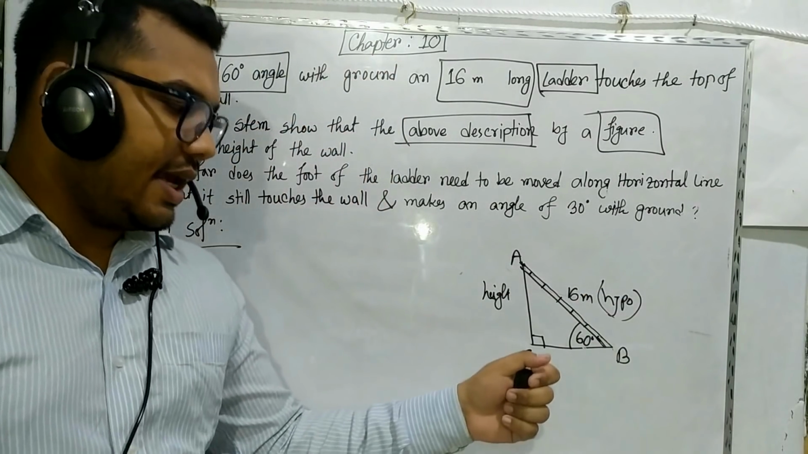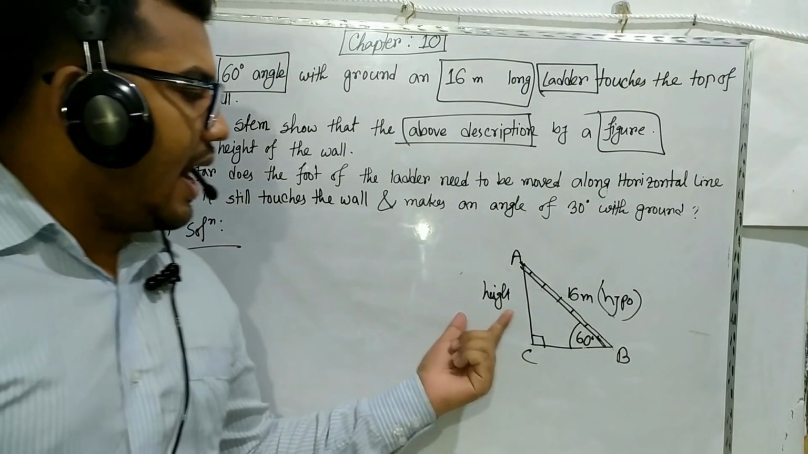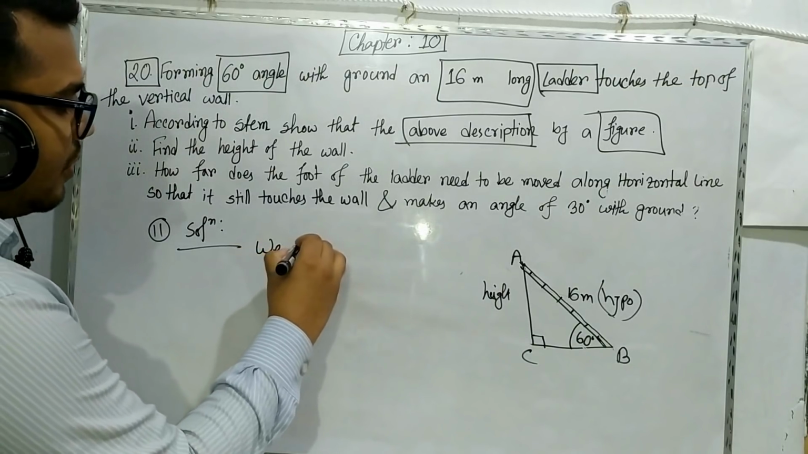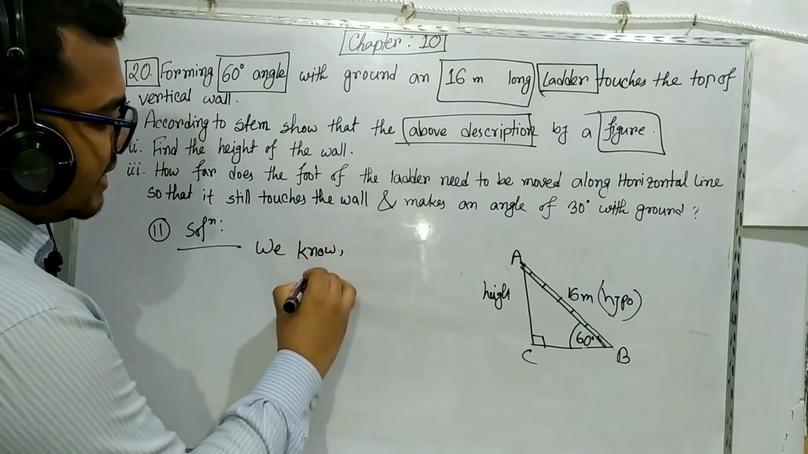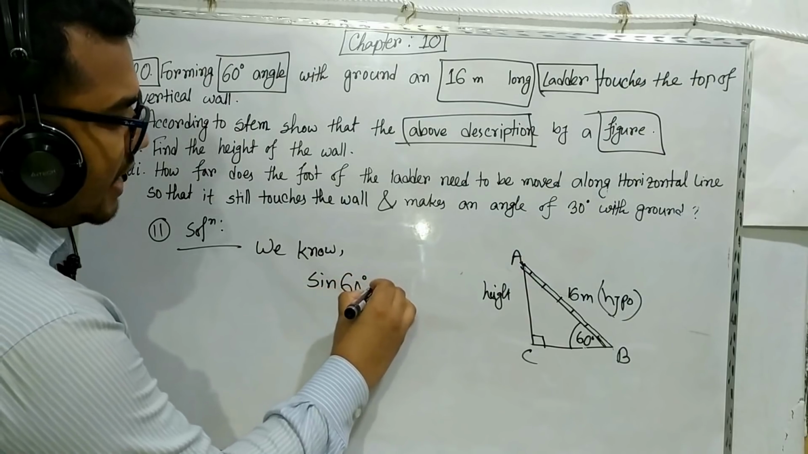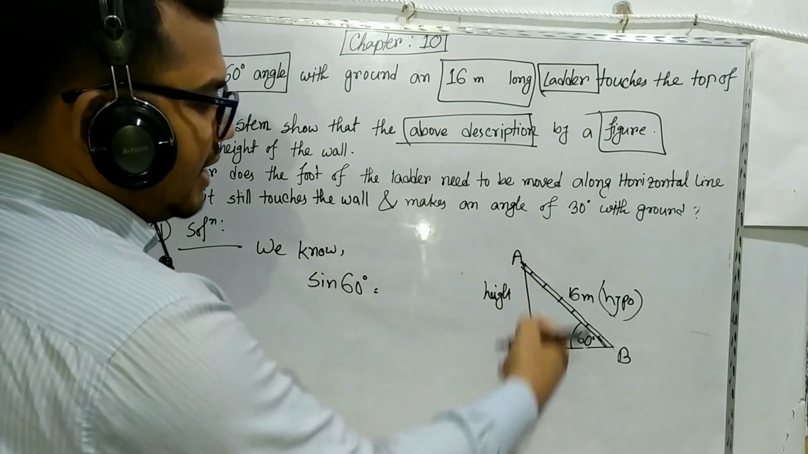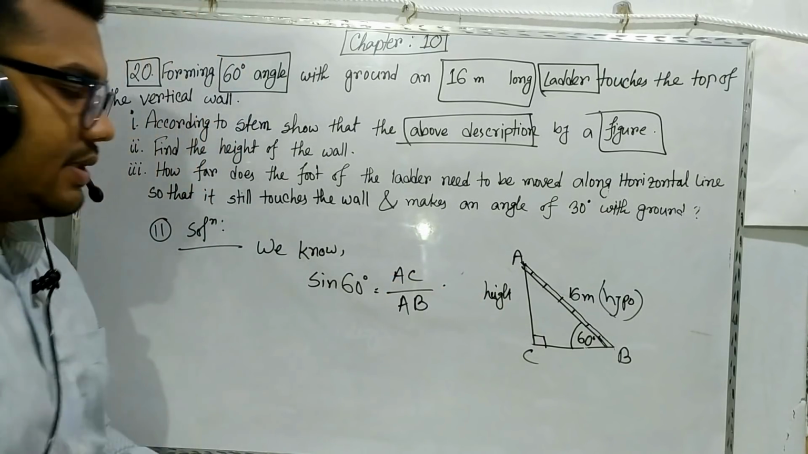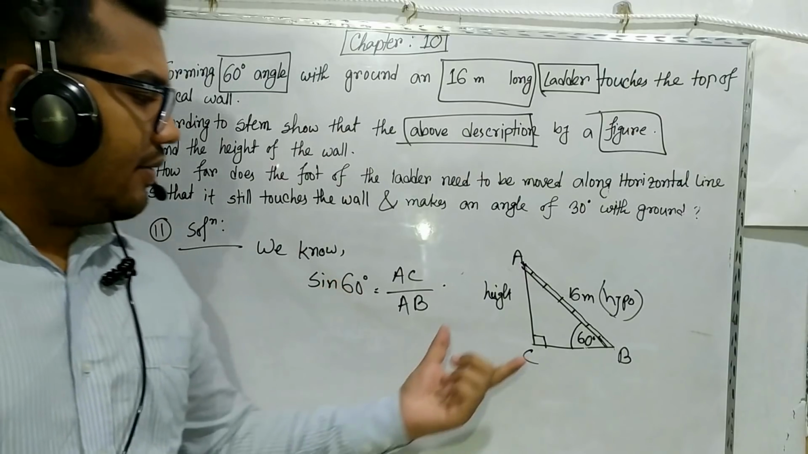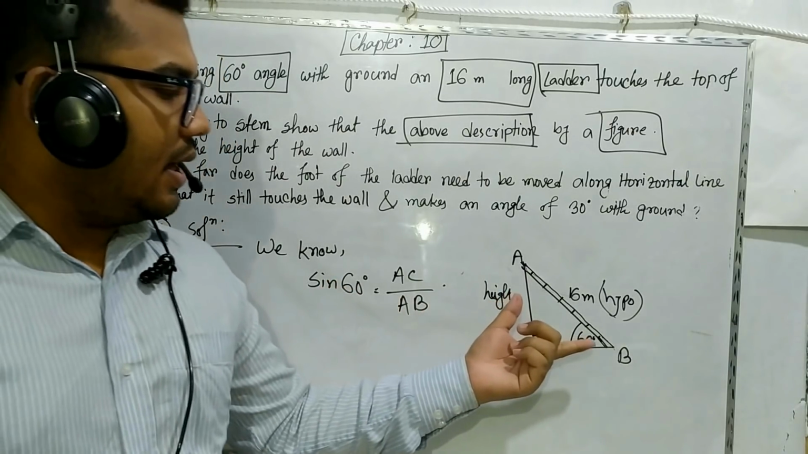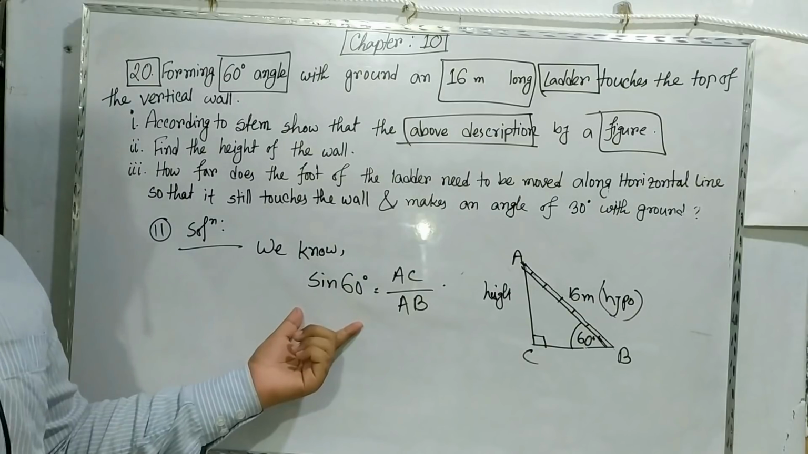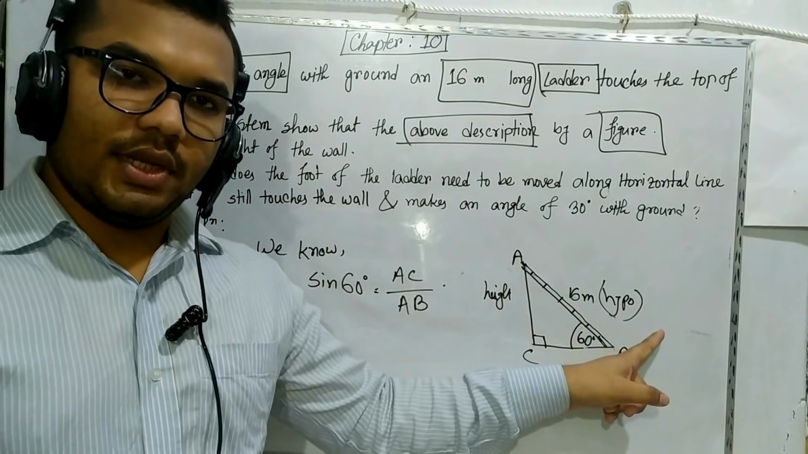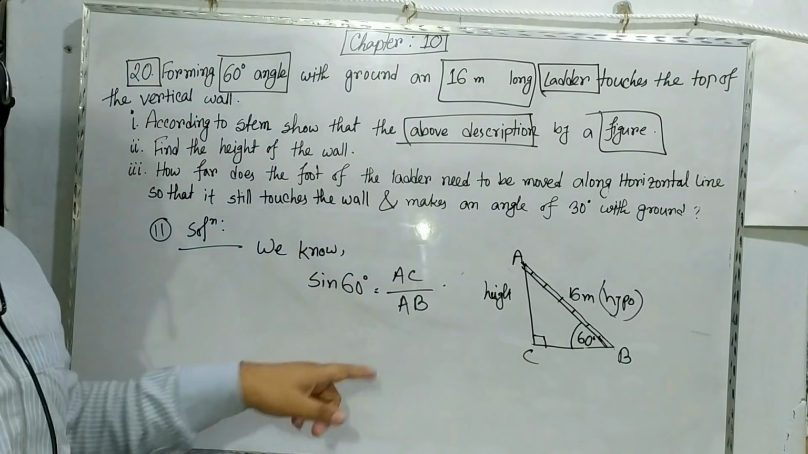So my dear students, can you remember the relationship between height and hypotenuse? Yes, the relation is sin theta. Sin theta equals height by hypotenuse. Clear? So we are going for the sine formula, because the data we need is the height, and here the hypotenuse is given. That's why we have to use this formula.